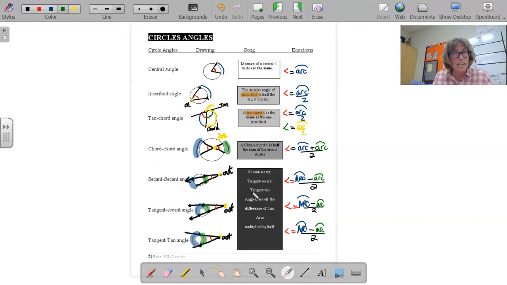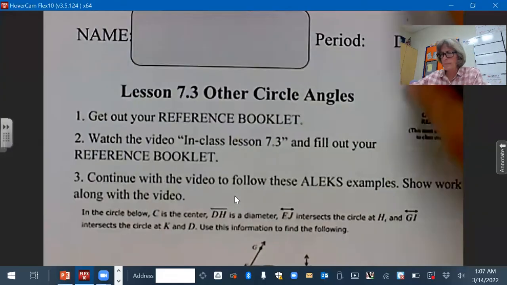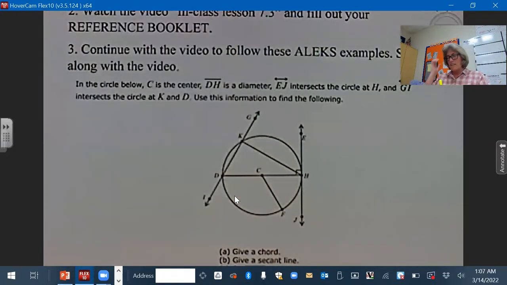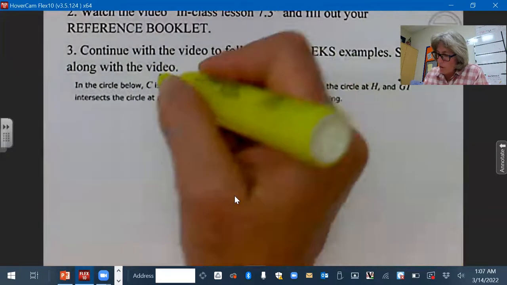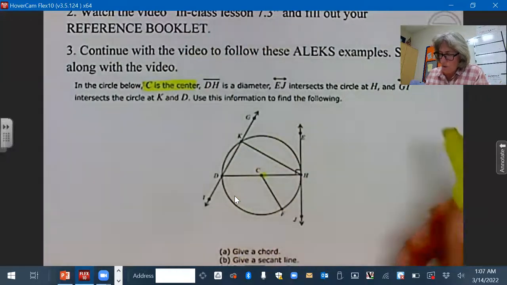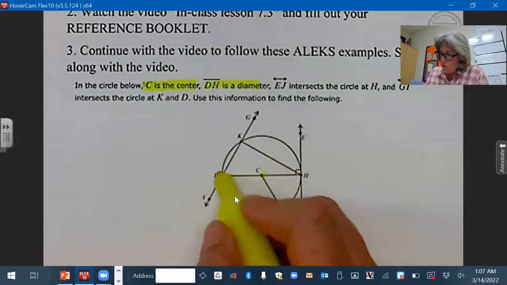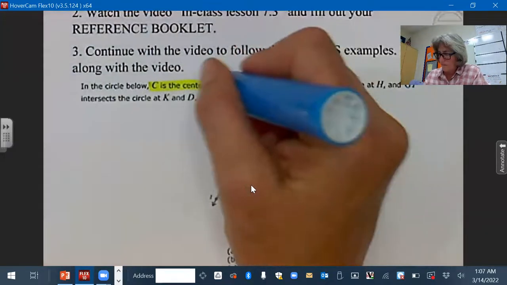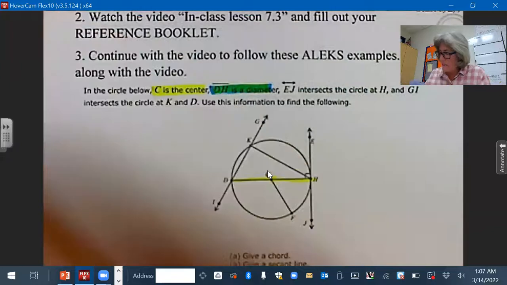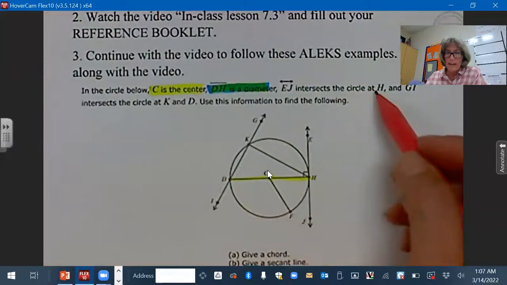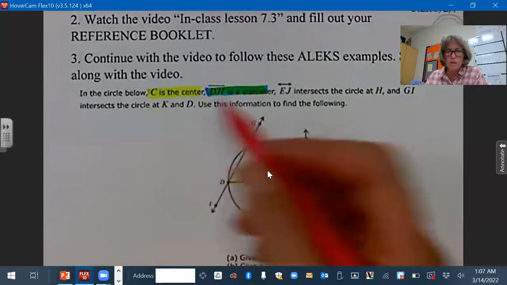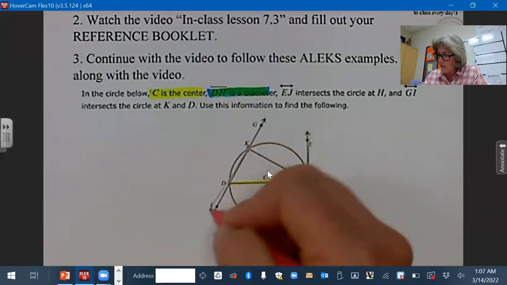Go from here to today's handout, right here. We're going to do some problems together. Let's see what we have here. We're told down below that C is a center, DH is a diameter, and EJ intersects the circle at H, and GI intersects the circle at K and D.